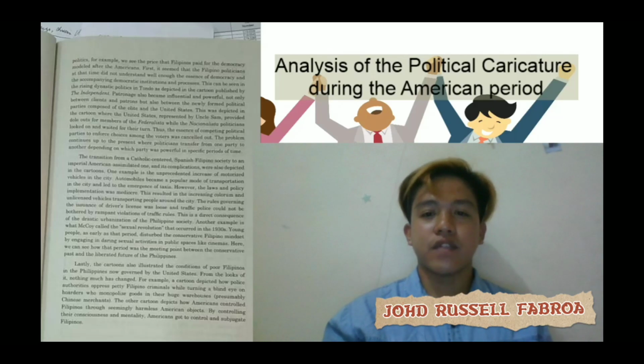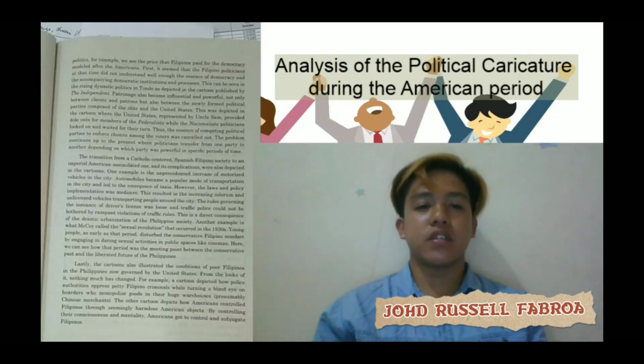Thus, the essence of competing political parties to enforce choices among the voters was cancelled out. The problem continues up to the present, where politicians transfer from one party to another depending on which party was powerful in a specific period of time.